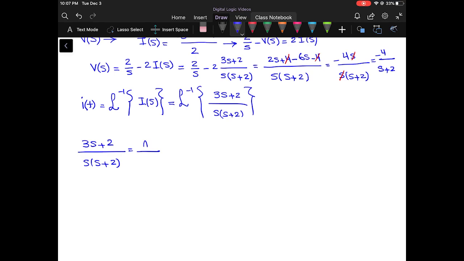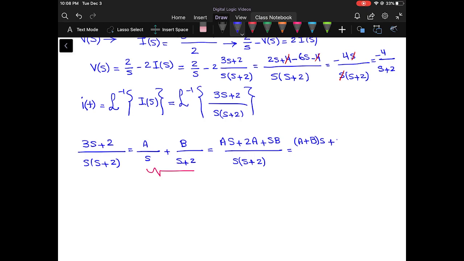I can write this as a over s plus b over s plus 2. From here, I can find a and b easily, because if I take the common denominator of these two, I'm going to have as plus 2a plus sb over s multiplied by s plus 2. That is equal to a plus b multiplied by s, plus 2a, all over s multiplied by s plus 2.